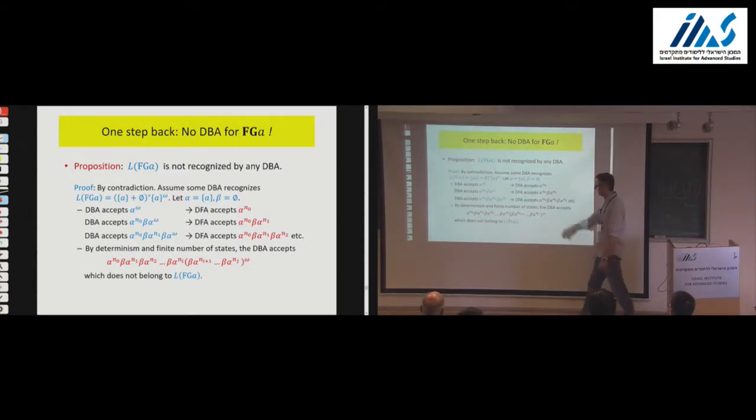So if you look at the DBA as a DFA, this is the same automaton, then the DFA is going to accept alpha^n0 for some n0, because it has to reach some accepting state. So the DBA then, by assumption, has to accept alpha^n0 beta alpha omega, because this only has one occurrence of beta. And then the DFA has to accept alpha^n0 beta alpha^n1 for some n1. And this goes on. Your DFA has to accept alpha^n0 beta alpha^n1, alpha^n0 beta alpha^n1 beta alpha^n2, and so on.